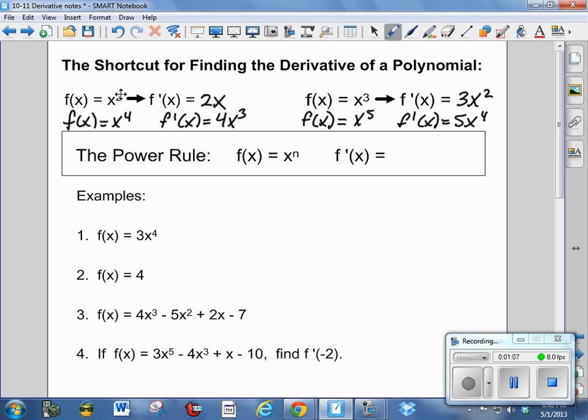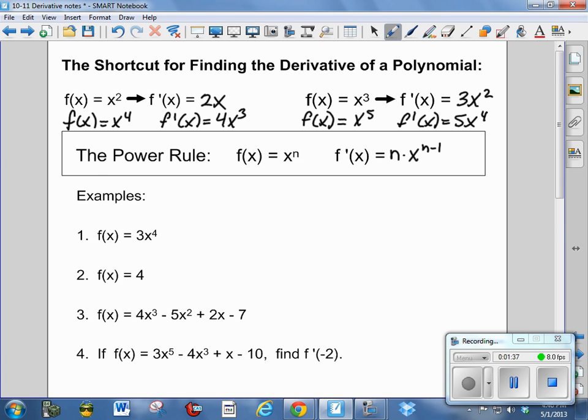The exponent becomes the coefficient, and the new exponent is 1 less. So 3 becomes the coefficient. I go from an x cubed to an x squared. 4 becomes the coefficient. I go from x to the fourth to x cubed. 5 becomes the coefficient. I go from x to the fifth to x to the fourth. So in general, we can say that the power rule tells us that the derivative of the function x to the n is n times x to the n minus 1.